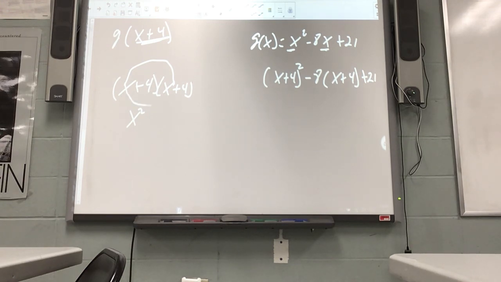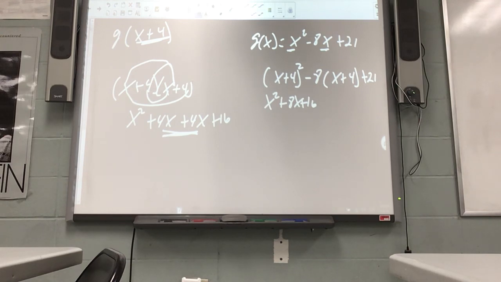X times 4 is 4x. 4 times x is 4x. 4 times 4 is 16 on the last part. So if you combine those like terms, this first piece that was x plus 4 squared simplifies to x squared plus 8x plus 16.